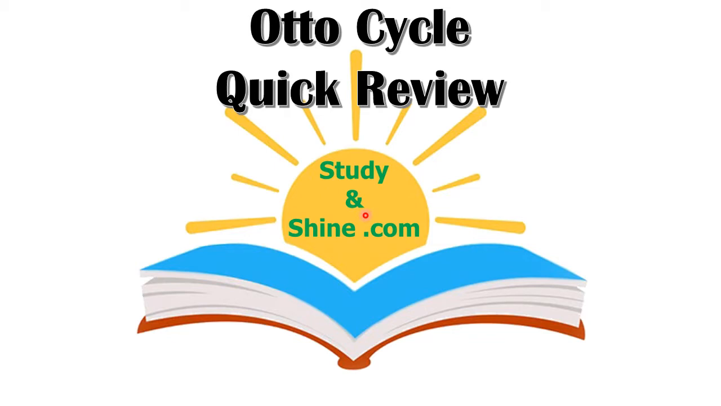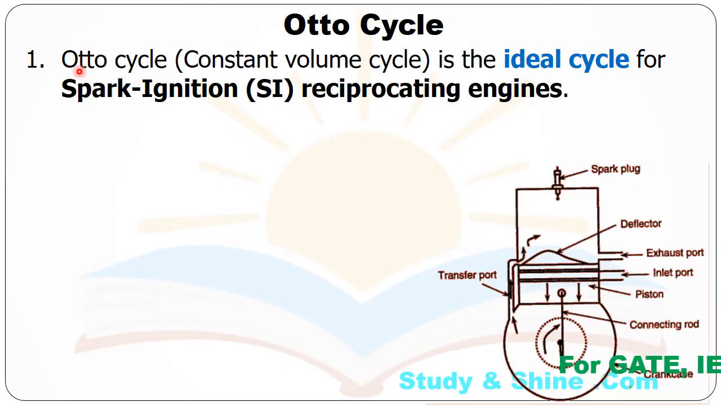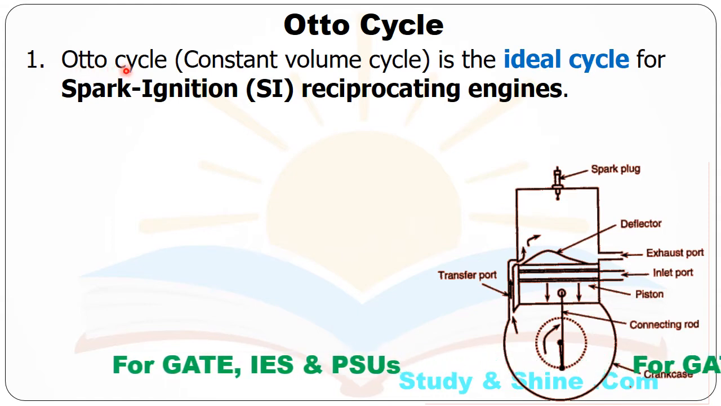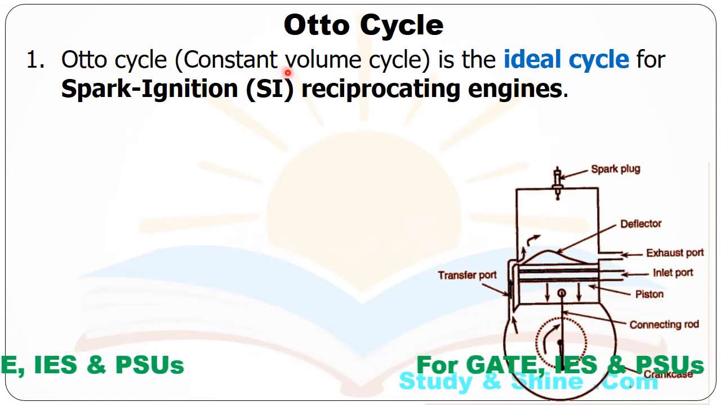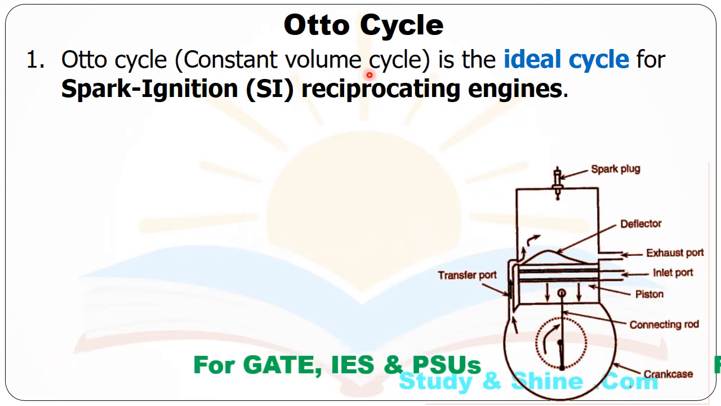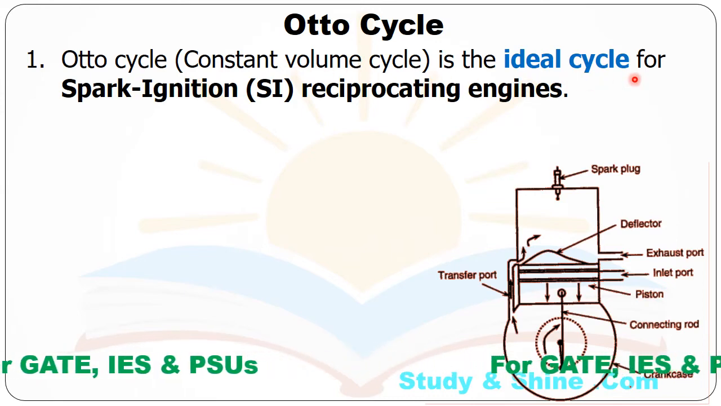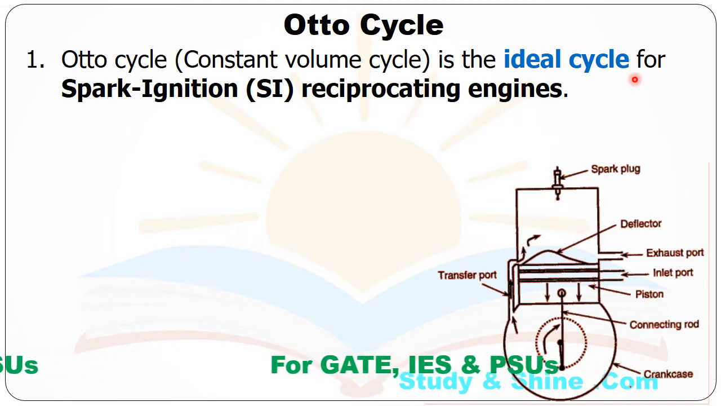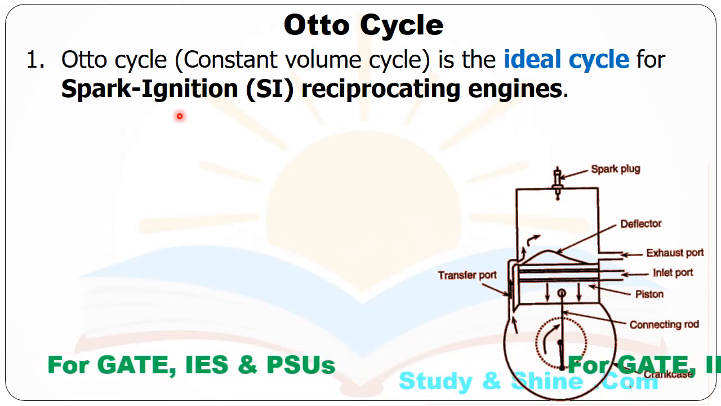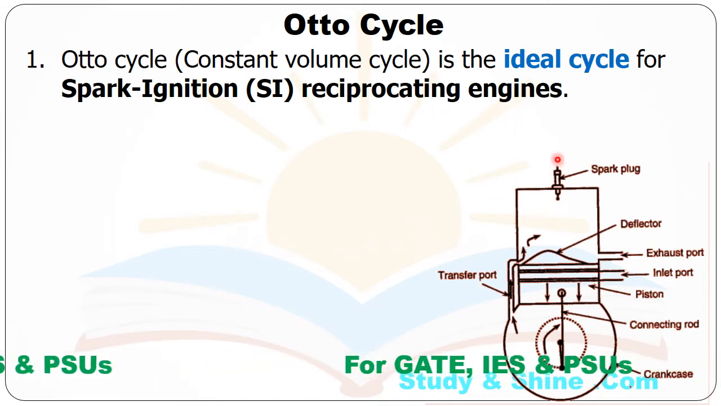In this video, we will review the concept of Otto cycle you need to cover for exams. Let's begin. So first, we will understand what an Otto cycle is. The cycle is also called a constant volume cycle, and we will limit our discussion to the ideal cycle only. And this is the basic thermodynamic cycle of spark ignition reciprocating engines.